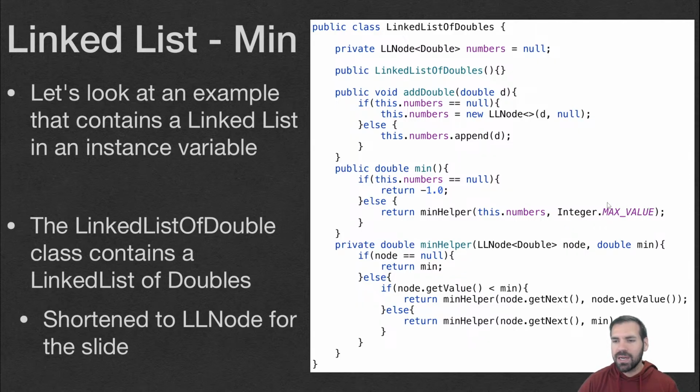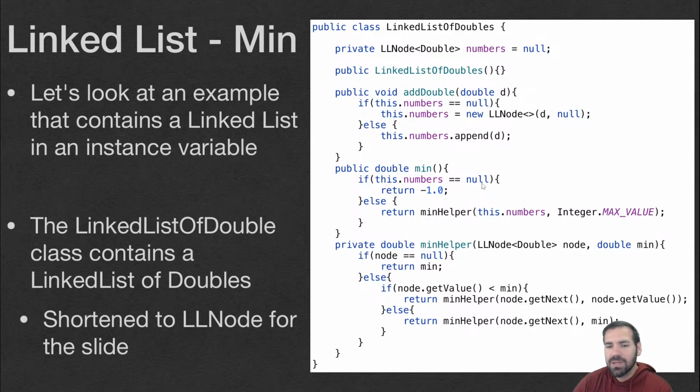This was originally an integer example, and I changed it to doubles, and then I missed this. I didn't update this integer. This should say Double.POSITIVE_INFINITY instead of Integer.MAX_VALUE. But something that's so ridiculously large that whatever the value of the first node is, it's going to override this and replace it with its own value. And we have to have one special case.